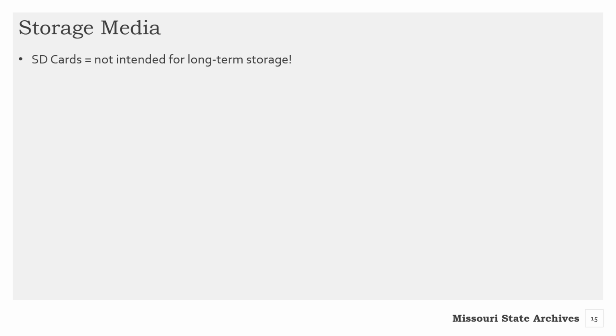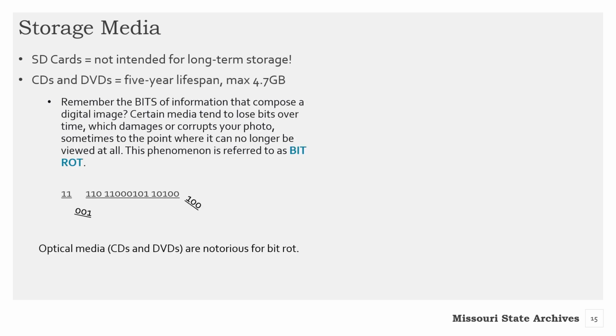So, big tip when using SD cards. Take your pictures, download them to your computer, then clear out the card, reformat it, and then take your next batch of pictures. CDs and DVDs are what are referred to as optical media. These discs have on average a 5-year lifespan. Remember the bits of information that compose a digital image? Certain media tend to lose bits over time, which damages or corrupts your photo, sometimes to the point where it can no longer be viewed at all. This phenomenon is referred to as bit rot.